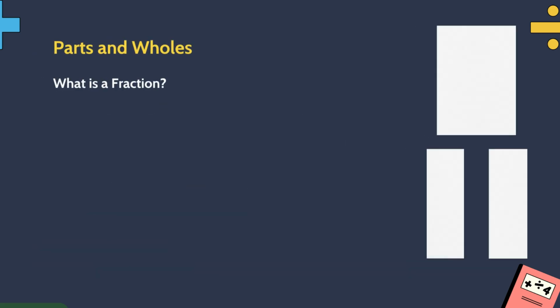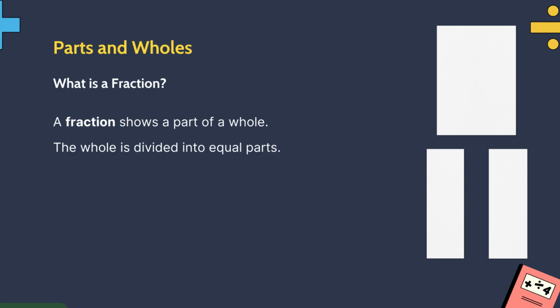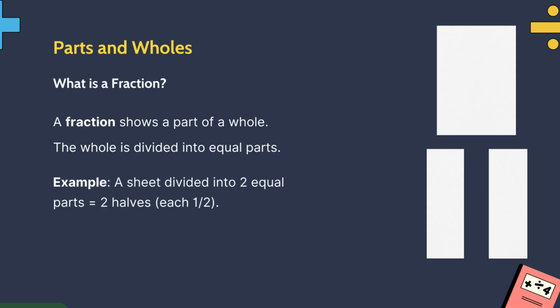Now, what is a fraction? A fraction shows a part of a whole. The whole is divided into equal parts. For example, if we have a sheet divided into two equal parts, we have two halves, and each part is a half. Fractions are written as numbers like a half or a quarter.